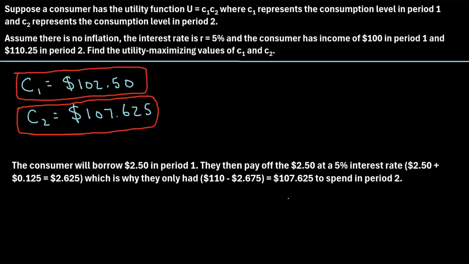So that is the general process of how you can solve an intertemporal choice problem in which a consumer is trying to maximize their utility over two different time periods.